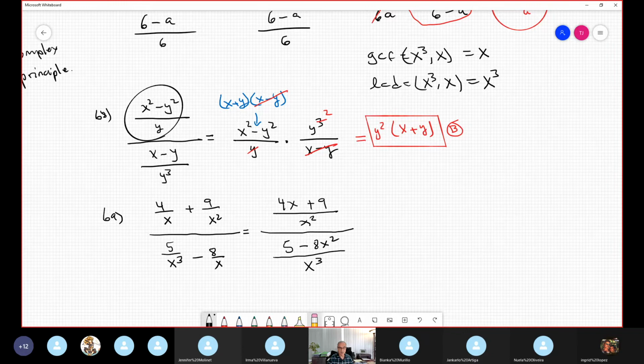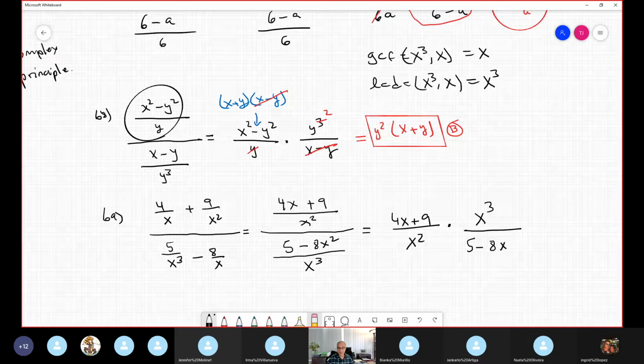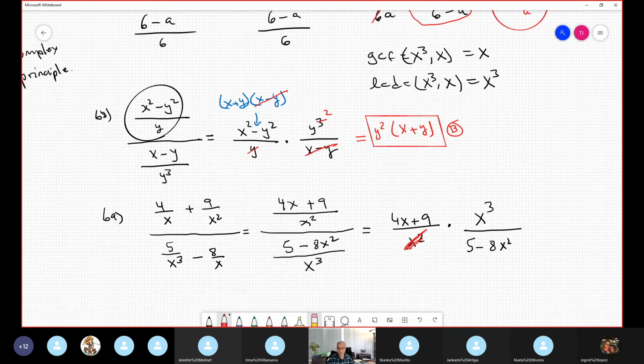Now ready. 4x plus 9 over x squared, complex principle, flip it up: x cubed over 5 minus 8x squared. The cancel part is easy. This is cancelled completely with this, only one x stays.